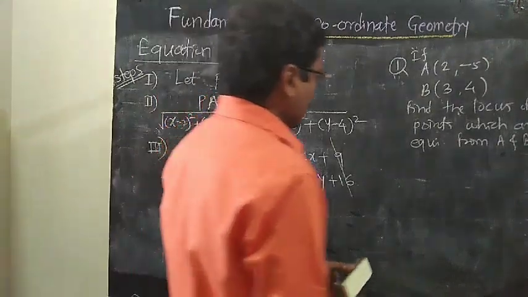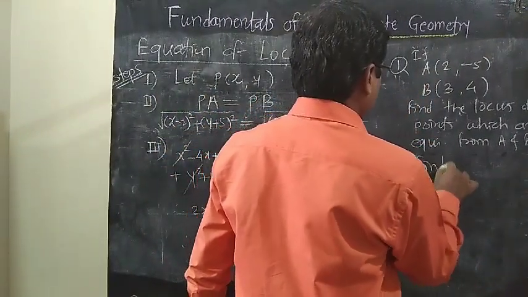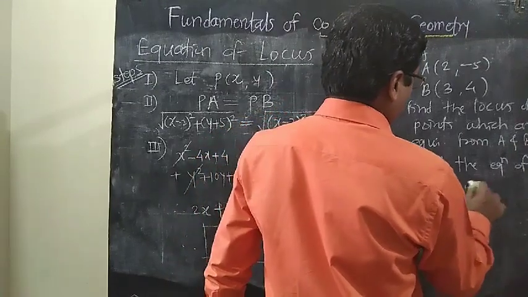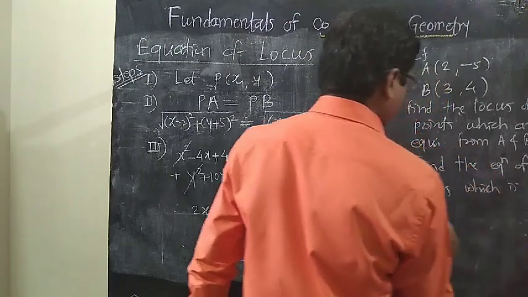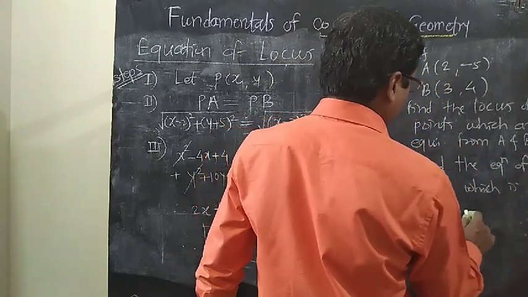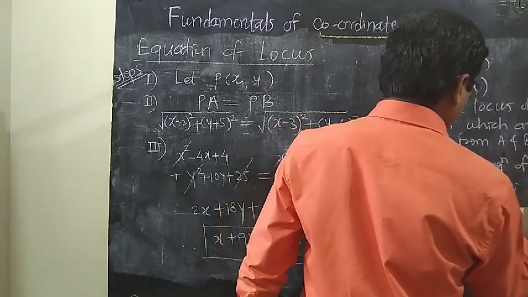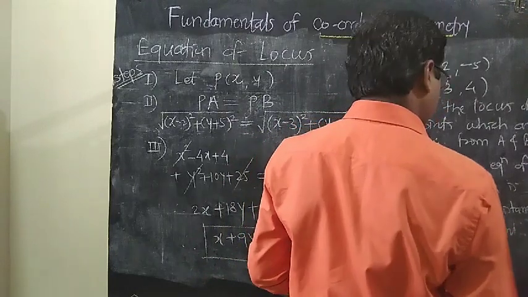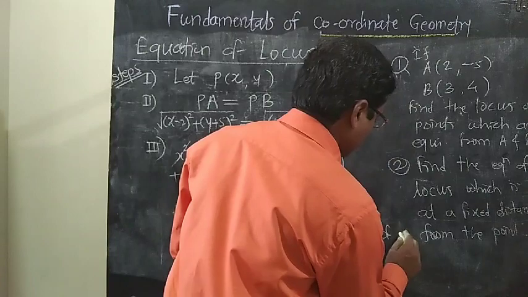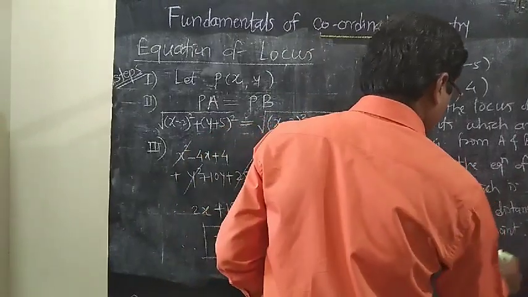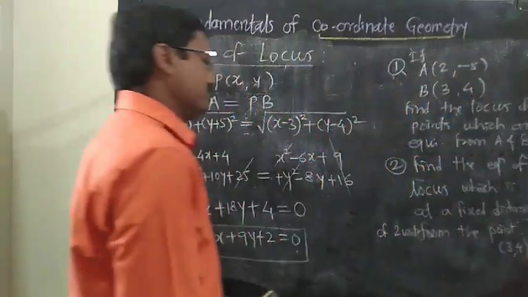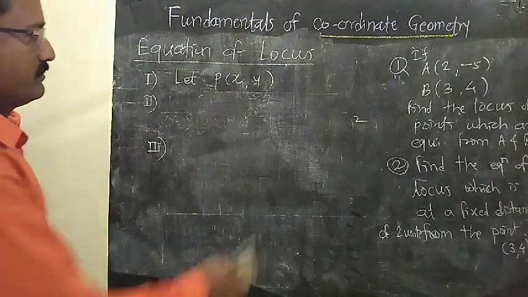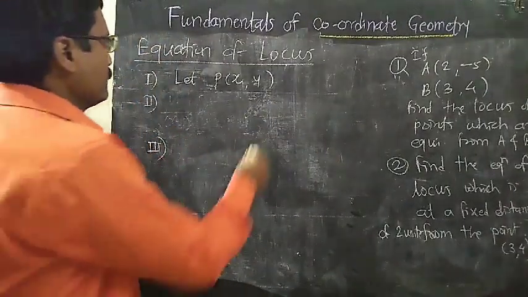In this way, let us see one more. Find the equation of locus which is at a fixed distance of 2 units from the point 3, 4. What to do again? Take any point P, xy.